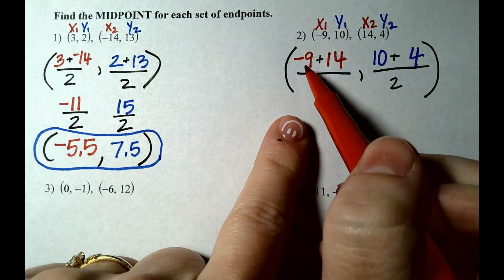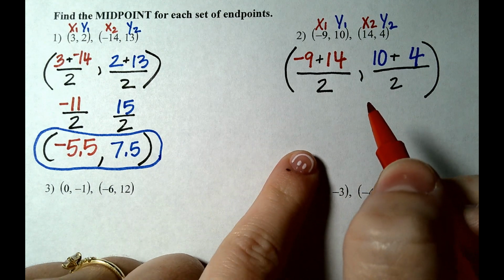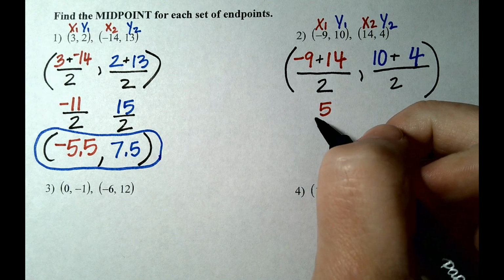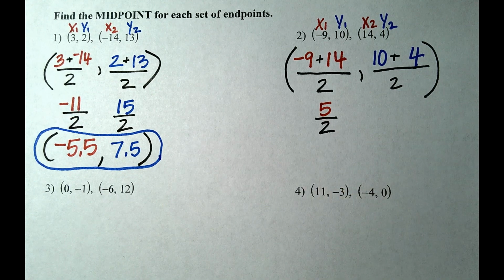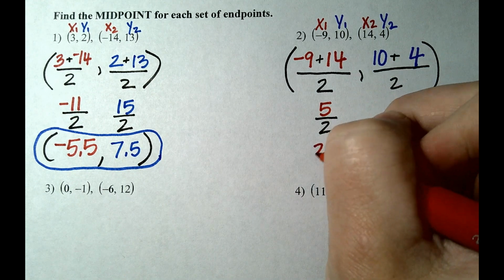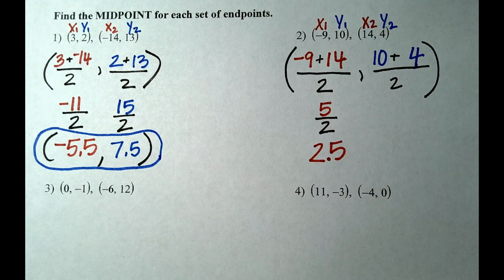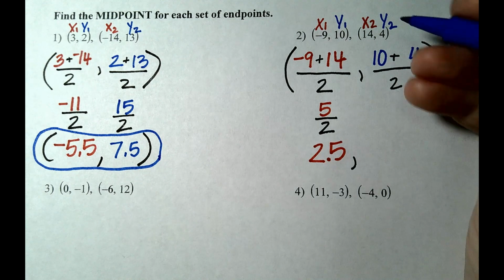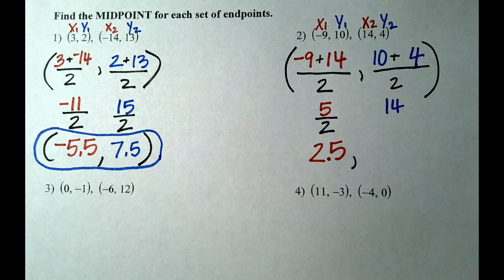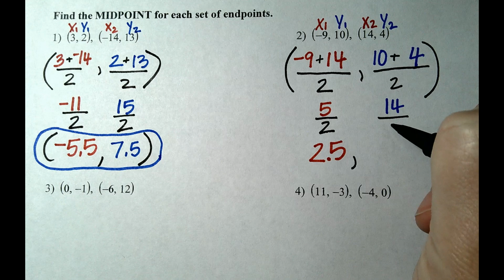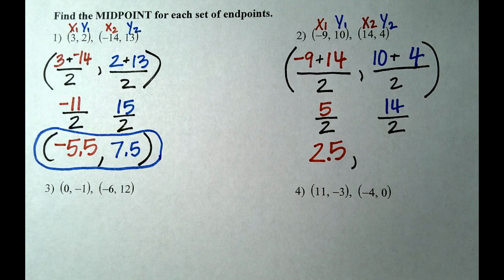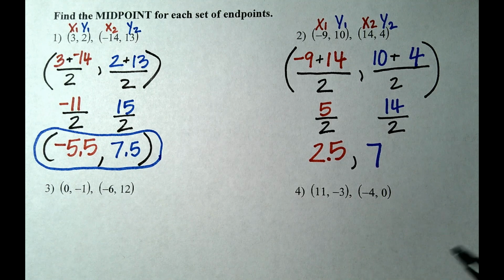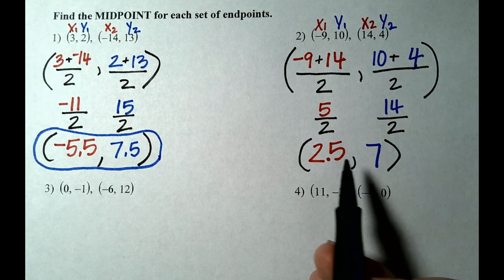So what is negative 9 plus 14? 5. Okay, 5. Divide by 2, and what does that give you? 2.5. Perfect. And 10 plus 4 is 14. Divide by 2, what's that? 7. 14 divided by 2 is 7. And that's your answer, (2.5, 7).